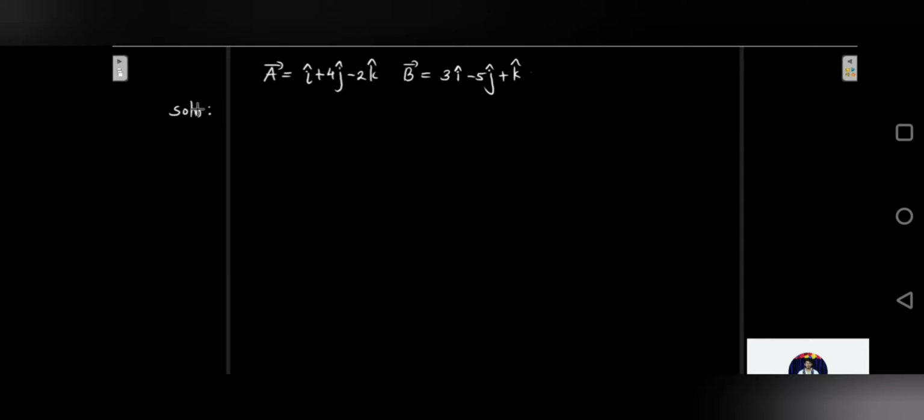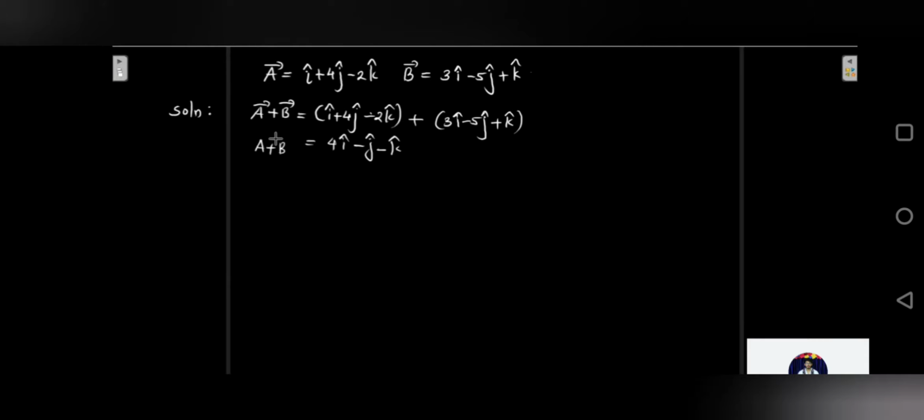So let's go to the solution. So here we need to find out a unit vector which is parallel to the sum of these two vectors, or addition of the two vectors. So first we'll have to find out the addition of the two vectors a plus b. So a plus b is going to be i cap plus 4j cap minus 2k cap plus 3i cap minus 5j cap plus k cap. This is going to be what? 1 plus 3, 4i, plus 4 minus 5 will be minus j, minus 2 plus 1 will be minus k cap. This is going to be your a plus b vector.